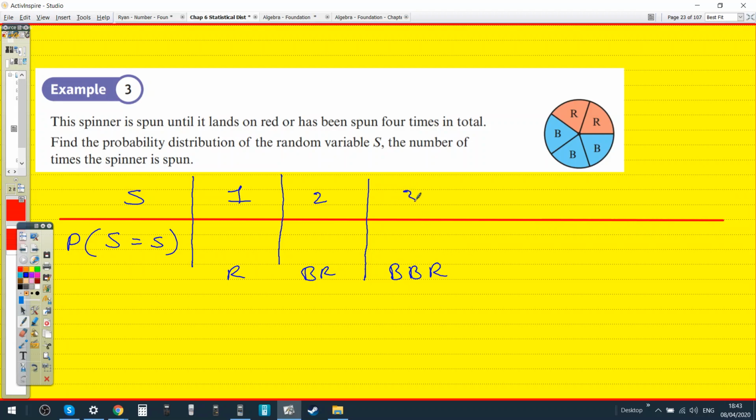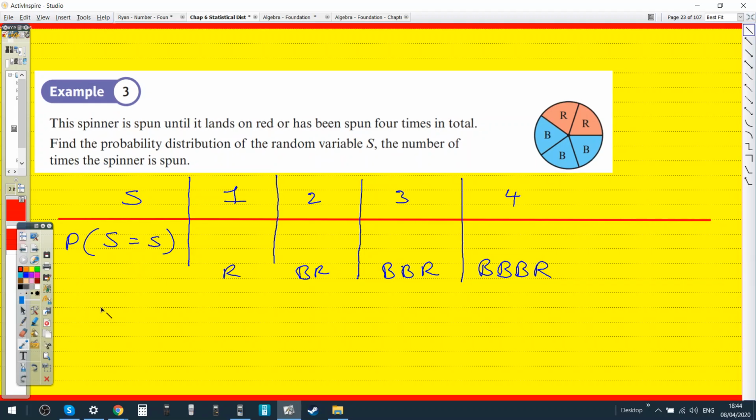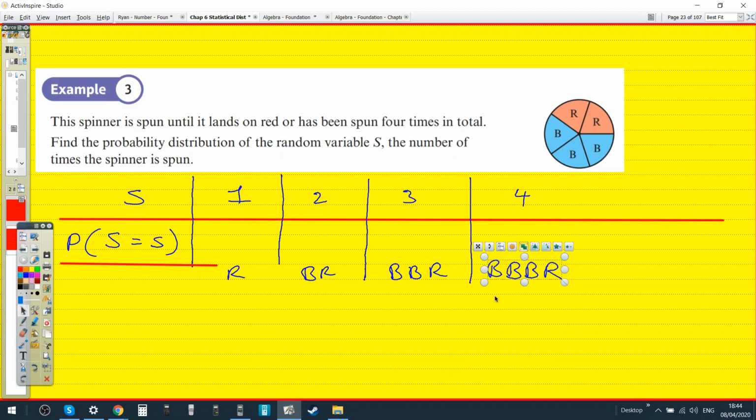Let me think about this. So BBR, and then 4 times. What would be the thing for that one? BBBR. It's not quite, but I won't say anything yet. Okay, probabilities. Probability of getting a red is 1 out of 5.